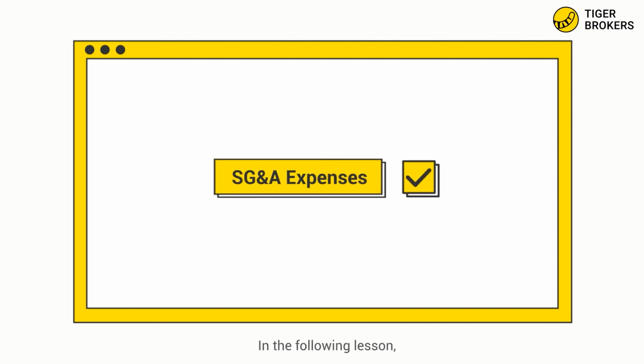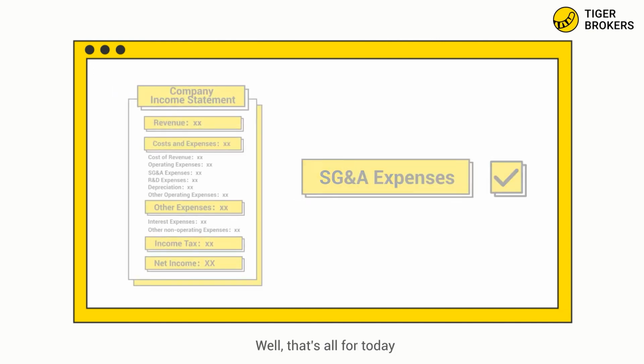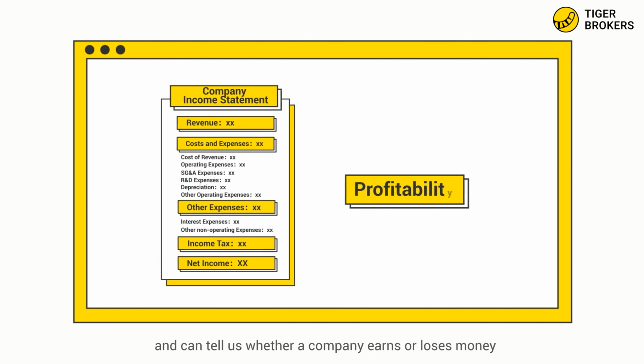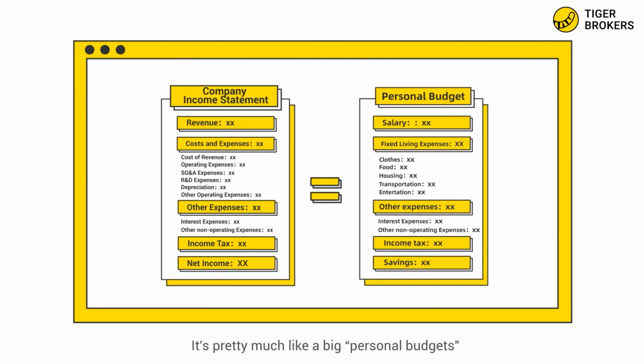In the following lesson, I will explain the SG&A expenses. They can tell you more secrets about one company. Well, that's all for today. We have learned that income statements can show a company's profitability and can tell us whether a company earns or loses money. It's pretty much like a big personal budget.